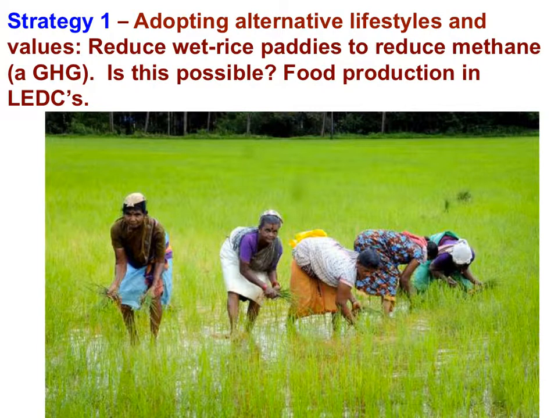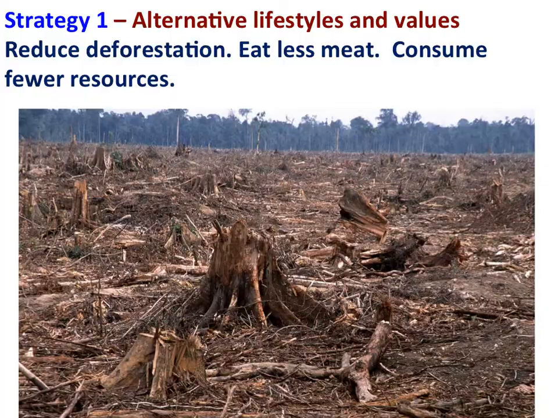Strategy 1. Adopting alternative lifestyles and values. Can we reduce wet rice paddies to reduce the release of methane, a greenhouse gas? Is this possible? Consider food production in less economically developed countries. Alternative lifestyles and values. Strategy 1. Reduce deforestation. By reducing deforestation, trees stand tall to remove carbon dioxide from the atmosphere during photosynthesis. Reduce deforestation by eating less meat. Reduce deforestation by consuming fewer resources.